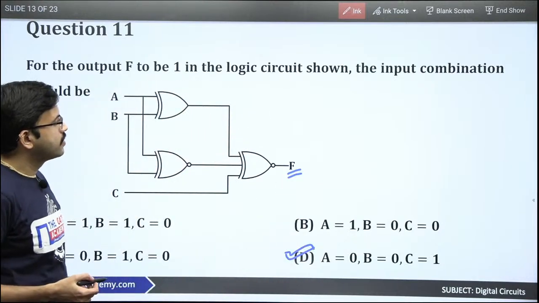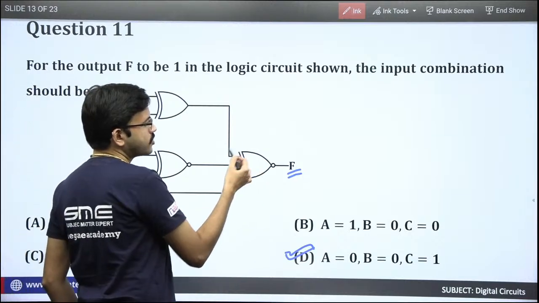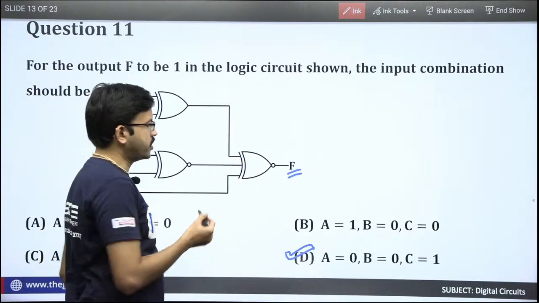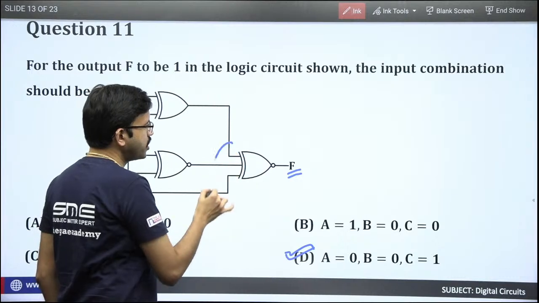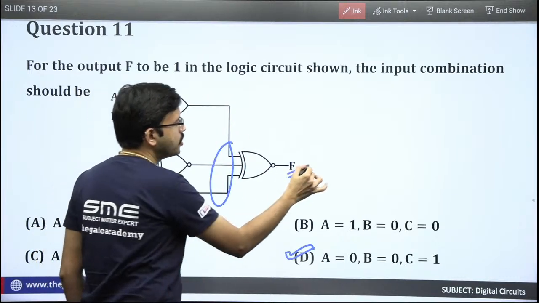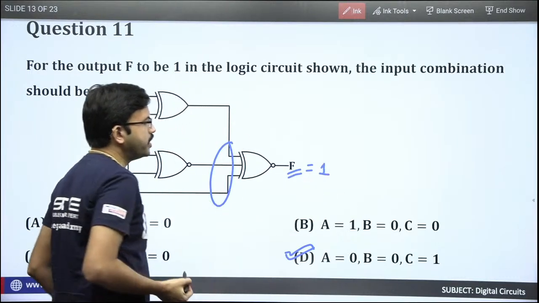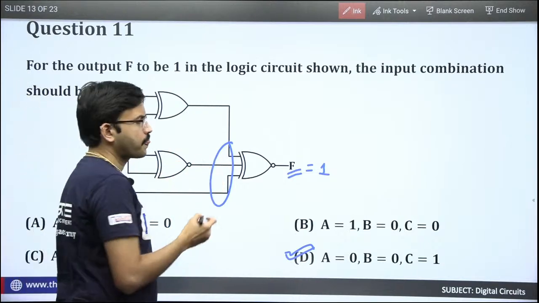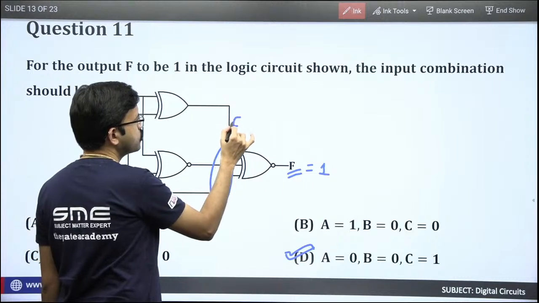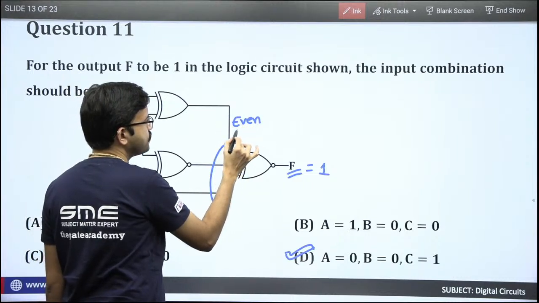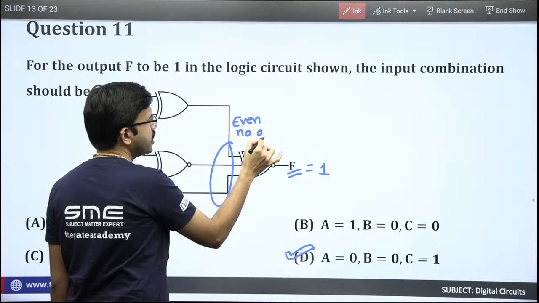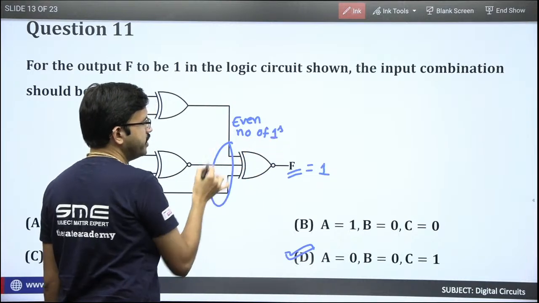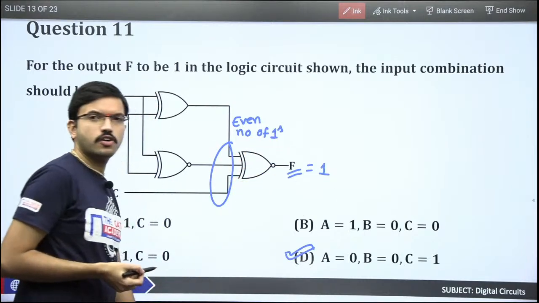See, here you are having an exclusive NOR gate. Whenever you are having an exclusive NOR gate, in order to get output as 1, the condition for the number of ones is what? Even or odd. Here at the input side, you should have an even number of ones. If you are having an even number of ones at the input side, then the XNOR gate will produce output as 1.